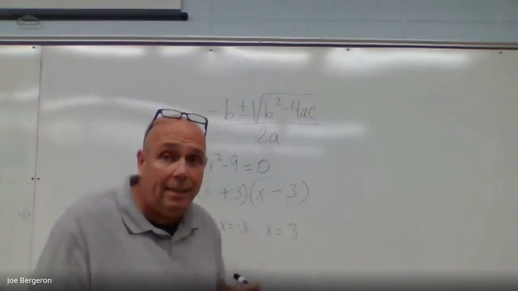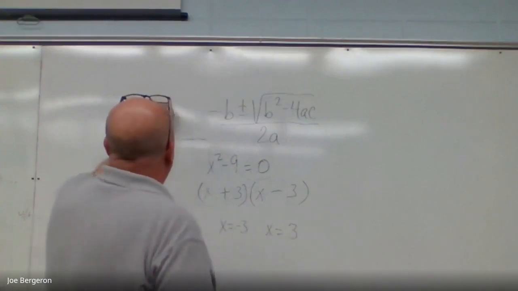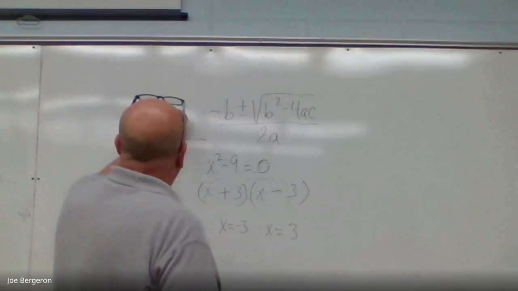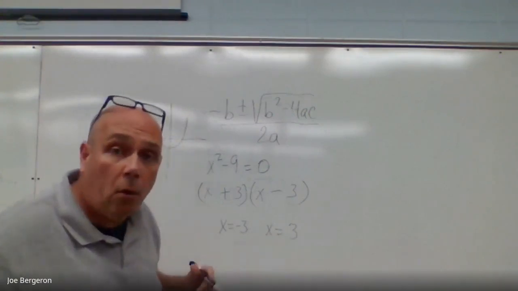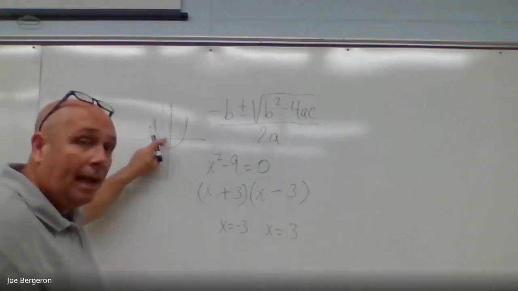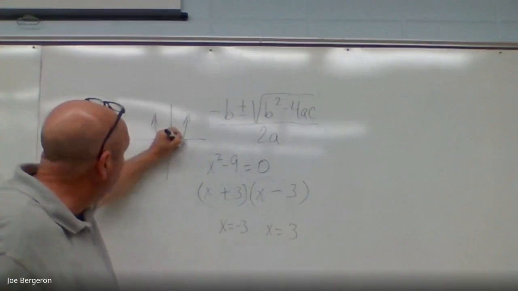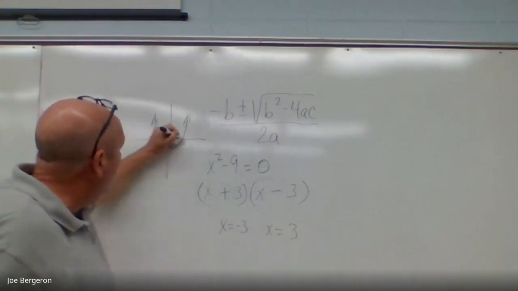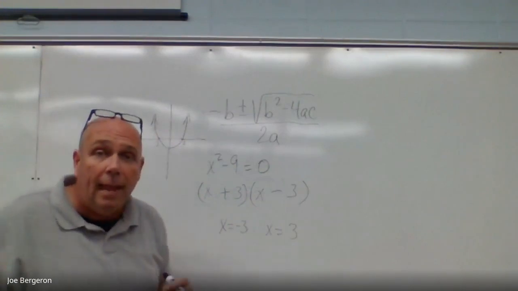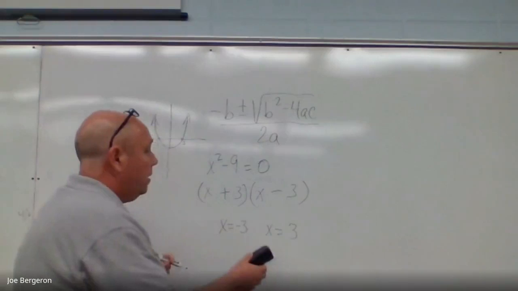Now, when I say zeros, what I mean by that is where it crosses the x-axis. Okay, so say, for example, this was this, and this was 3, and this was -3. The zeros are where we're crossing the x-axis. Okay, so that is our first problem.